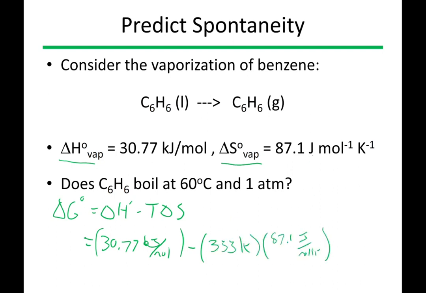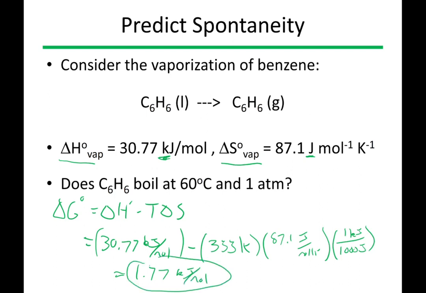And you'll also notice that the units for entropy are usually in joules, whereas enthalpy are usually in kilojoules. And so we have to convert one of them. And if we plug all of this in, we get a delta G equal to 1.77 kilojoules per mole. So this is a positive value. So this is non-spontaneous. And so the answer to this question, does it boil at 60 degrees Celsius, is no.